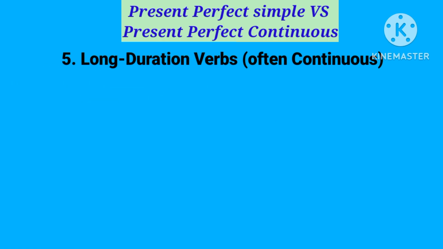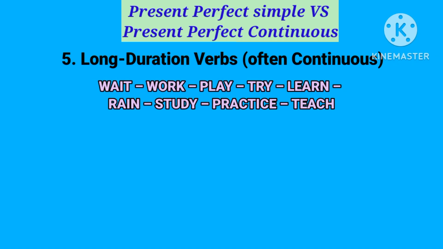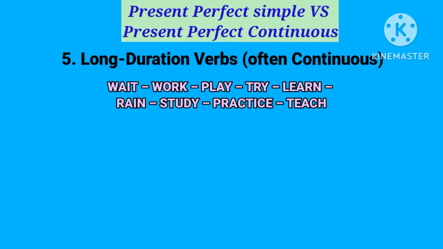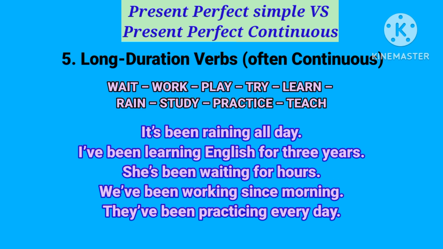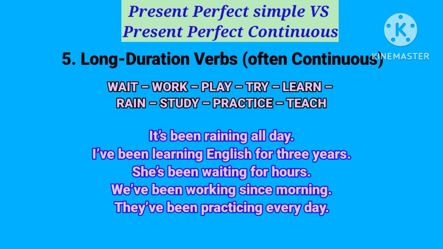Number 5, long duration verbs are often in present perfect continuous. For example, verbs like wait, work, play, try, learn, rain, study, practice, teach. Let me give you some examples with these verbs. It has been raining all day. We call these long duration verbs.